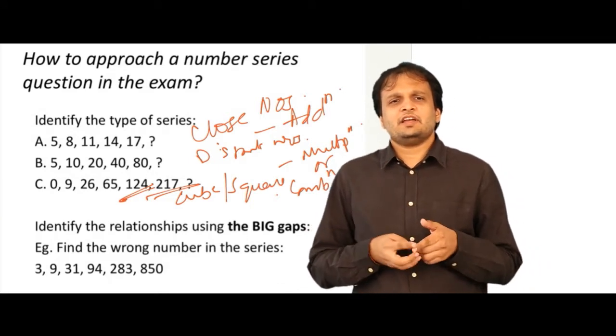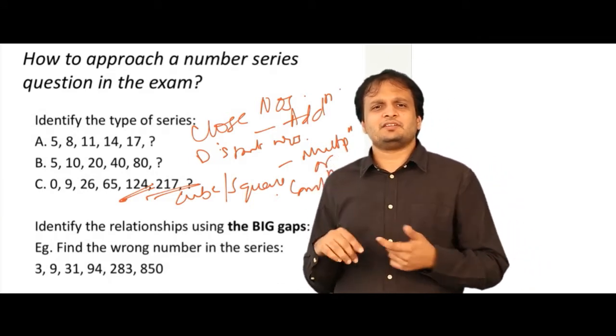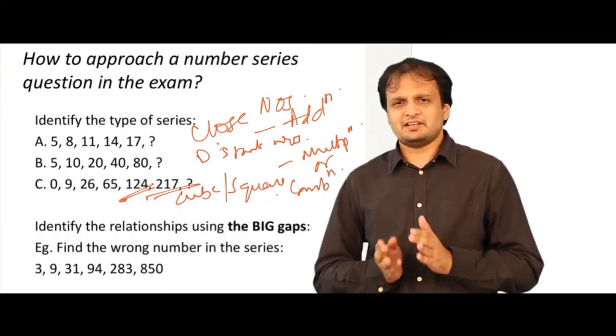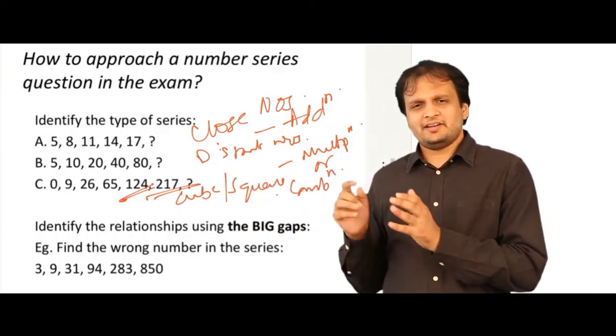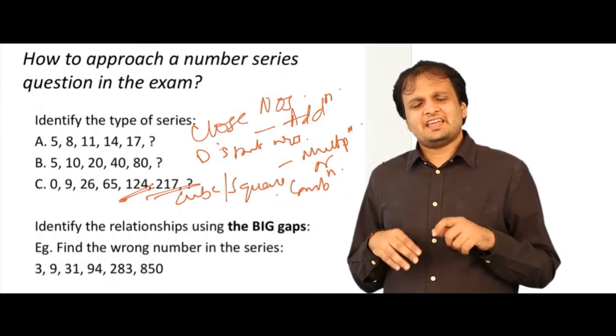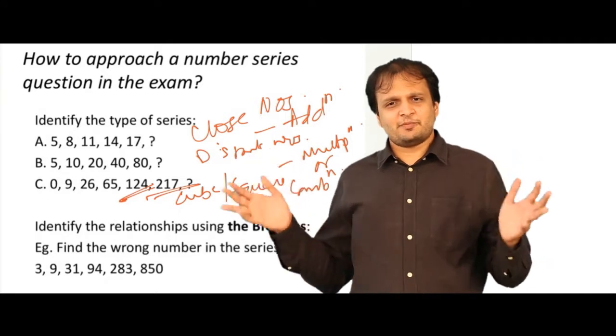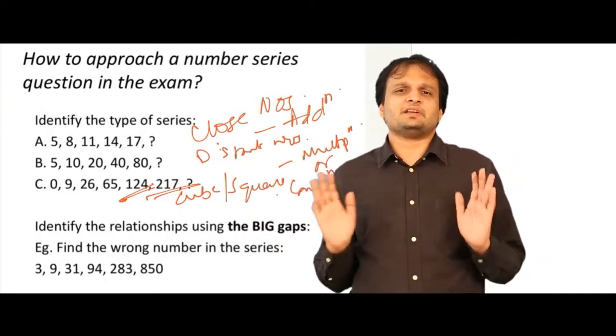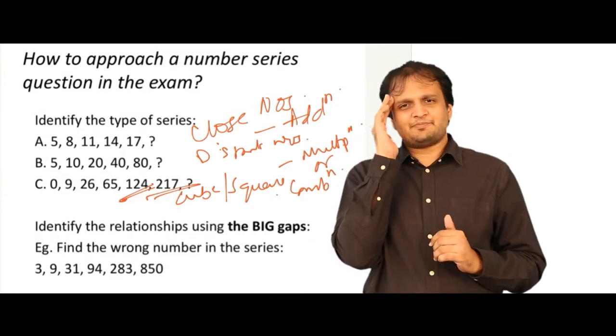So how do we do it? If the numbers are very close to each other, definitely addition. If the numbers are far away from each other, then it is either multiplication or multiplication plus addition. So some combination. Third, if the numbers are a little far away from each other and they are very close to some cube or some square, then it's a cube or square series. So this you should absolutely be clear.